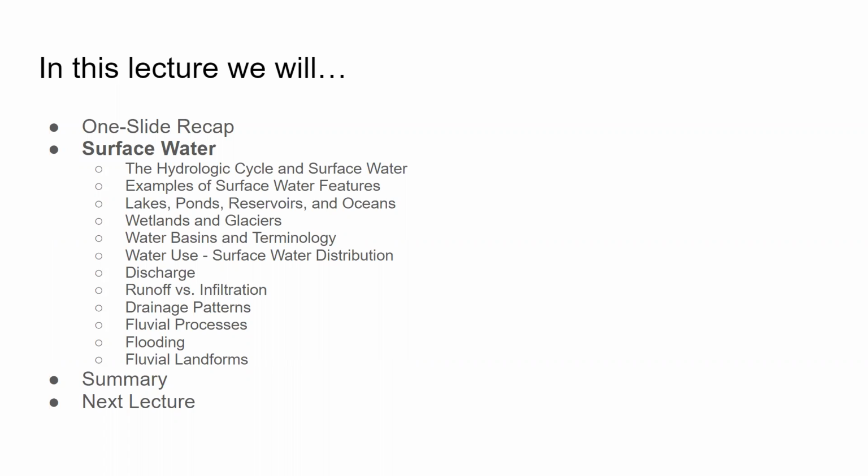I'll tell you some examples of surface water features, talk about lakes, ponds, reservoirs, and oceans. Then we'll move on to wetlands and glaciers. Next, we'll move on to water basins and terminology associated, then water use and its surface water distribution, as well as discharge, runoff versus infiltration, drainage patterns, fluvial processes, flooding, fluvial landforms, followed by a summary, and then what we will learn for next lecture.